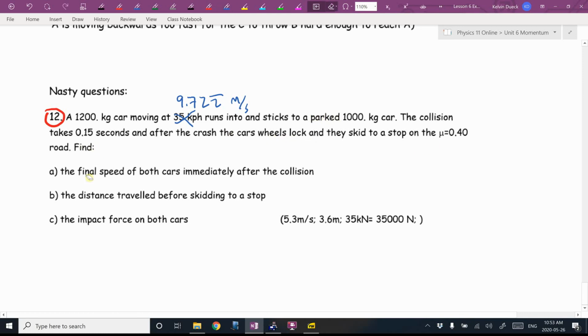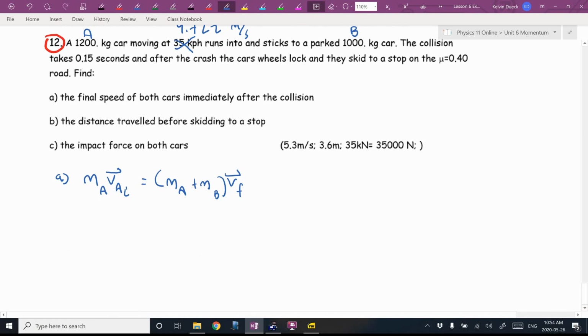Ooh, coefficient of friction. So A says, find the speed of the cars immediately after the collision. I'll call this mass A. I'll call this mass B. And now we're doing some actual accident investigation. This is what the RCMP would look like. Well, before the collision, I know mass A was moving. After the collision, the cars stuck together. I'd like to know right after the collision how fast they started to move.